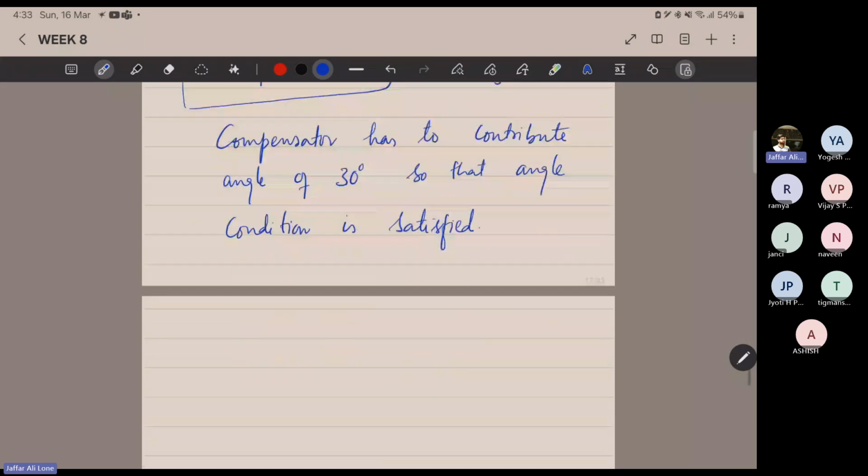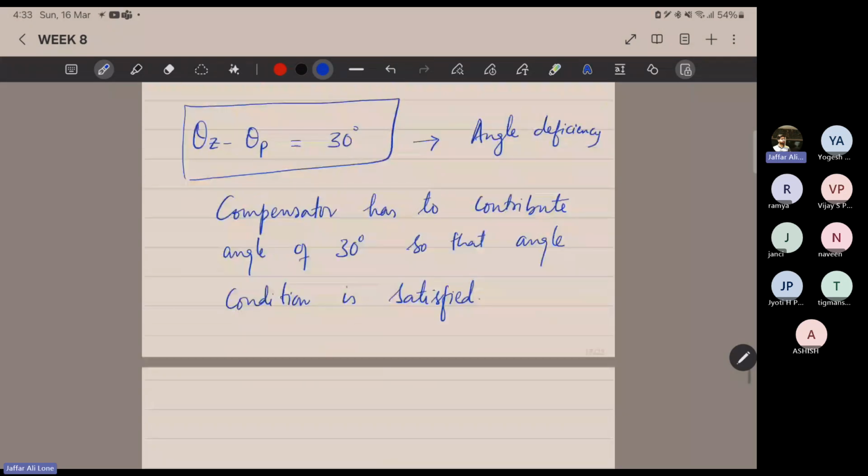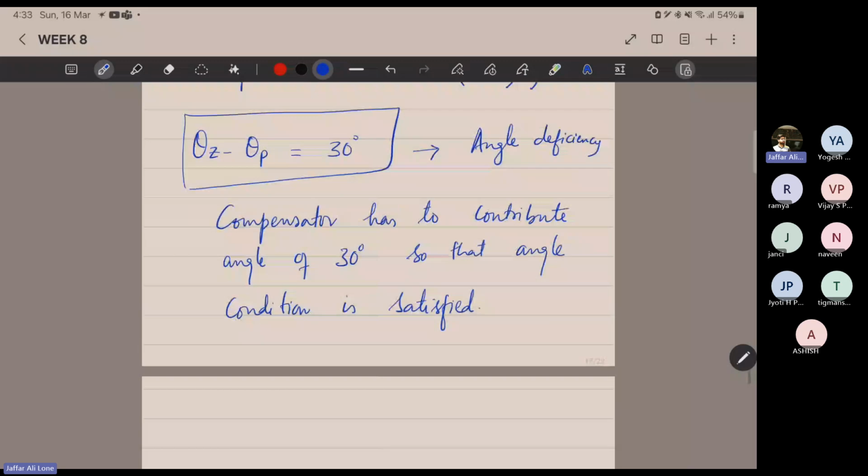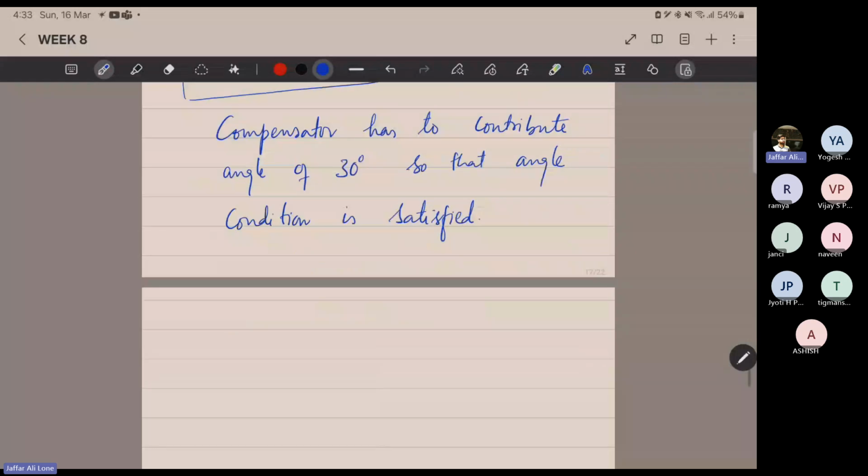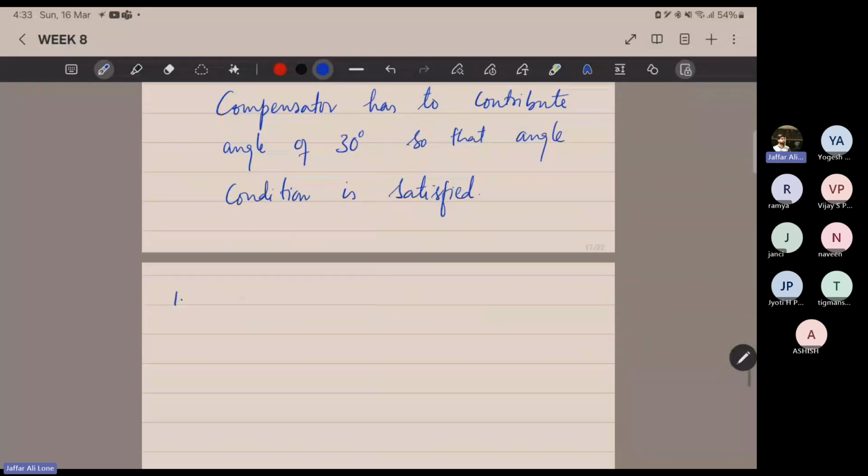Now again, I'm saying that this is a design problem. There are n number of ways to design the lead compensator for this problem, right? Because theta z minus theta p equal to 30, there are n number of ways we can get this value. For example, let's assume choice number 1, theta z is equal to 60 degrees and theta p is equal to 30 degrees. In that case, theta z minus theta p is equal to 30 degrees.